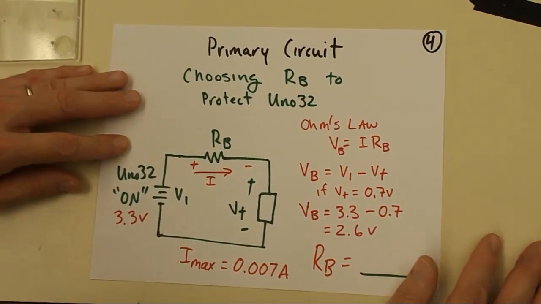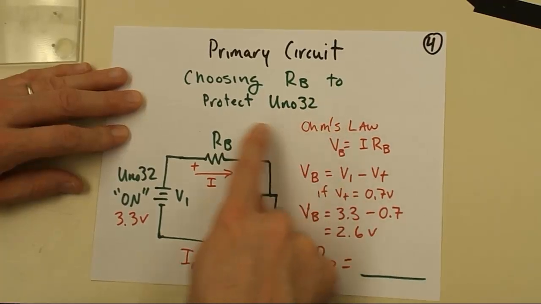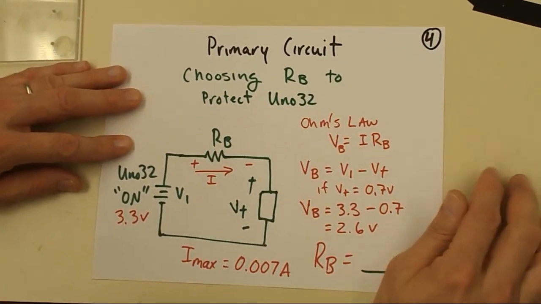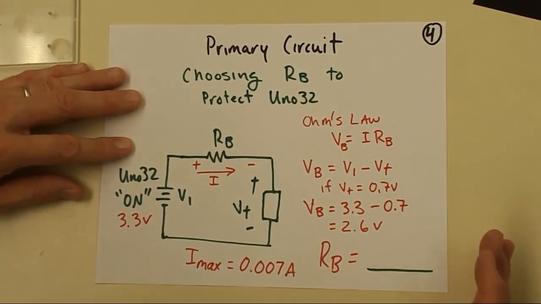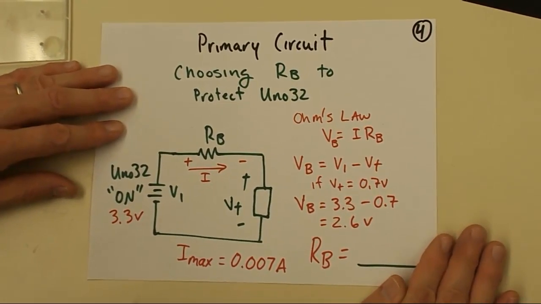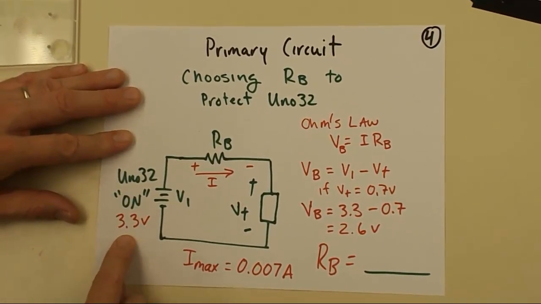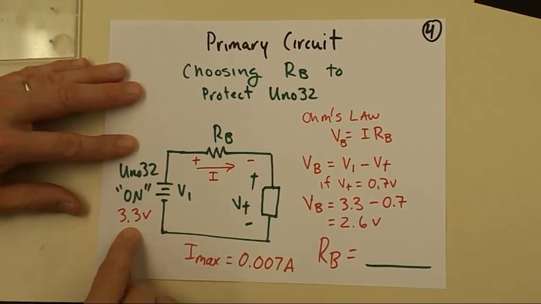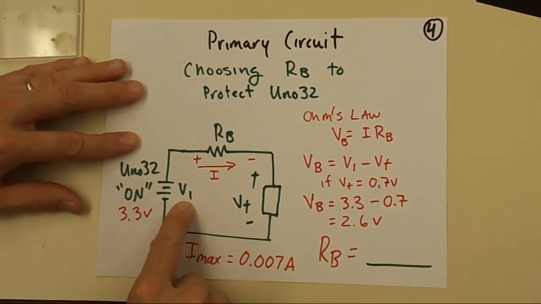Okay, so the primary circuit, again, our emphasis is choosing the base resistor to protect the Uno32. It can only provide a limited amount of energy, and we want to make sure that we don't ask for more energy from the Uno32 than we can. So again, generally speaking, the Uno32's digital outputs are what we'll be using. They provide about 3.3 volts, and we'll call this V1 in this schematic.